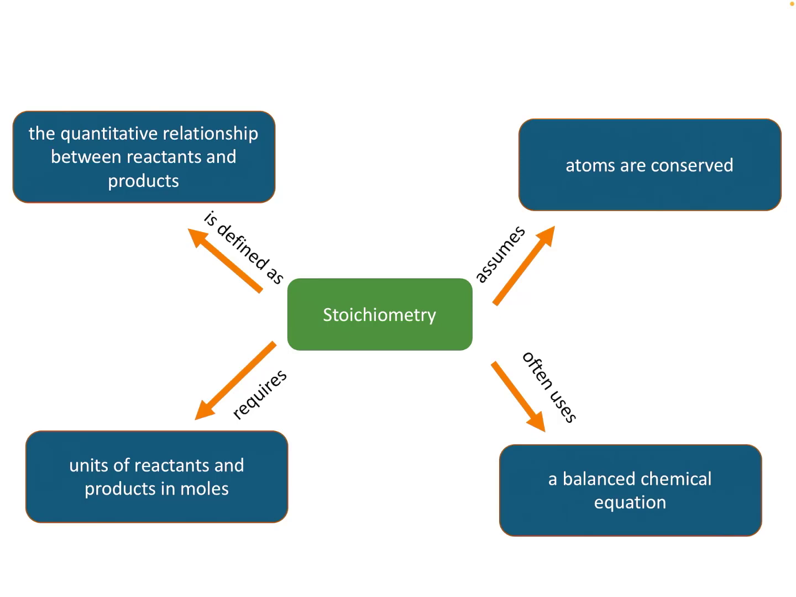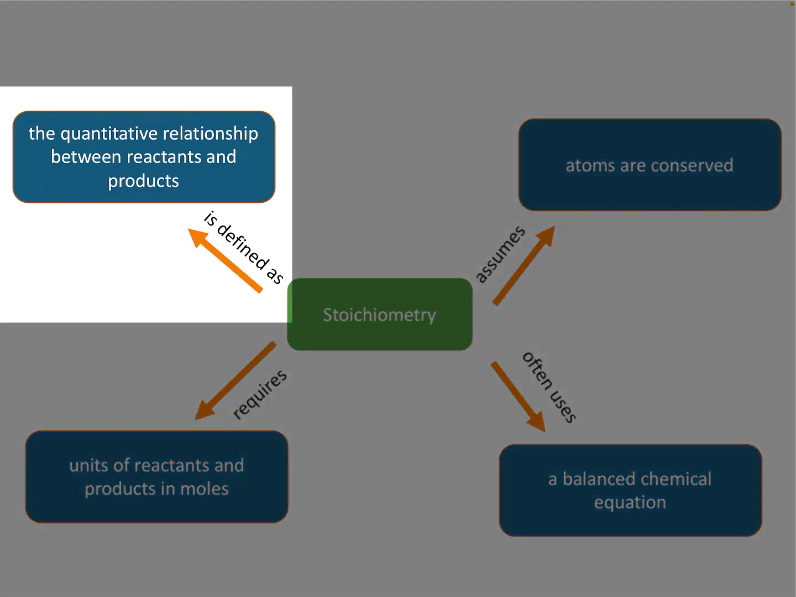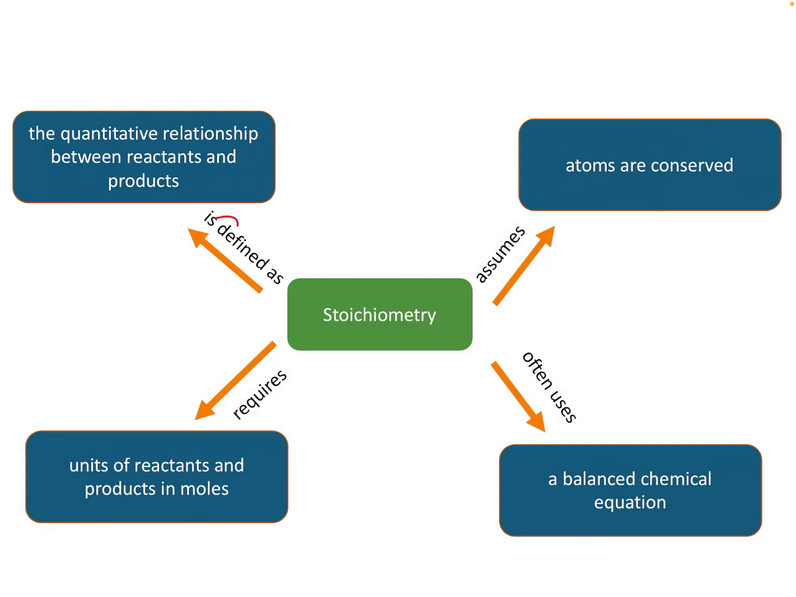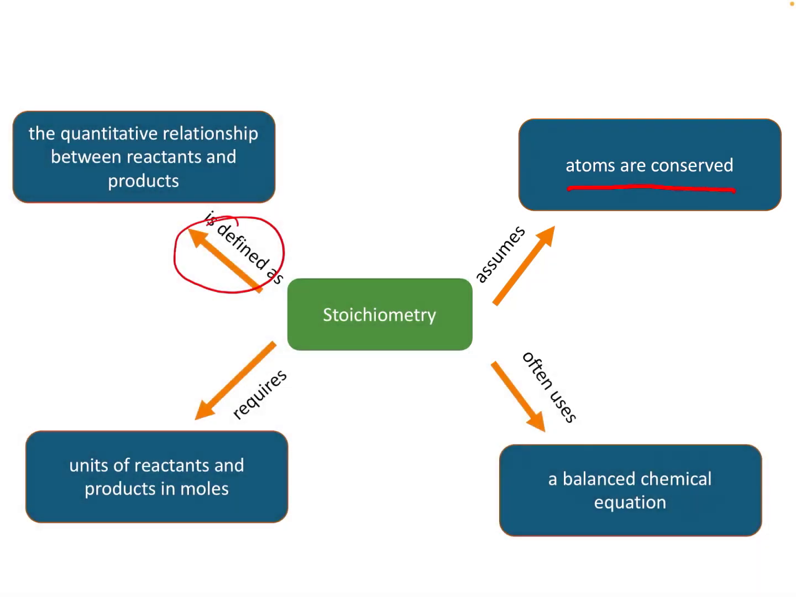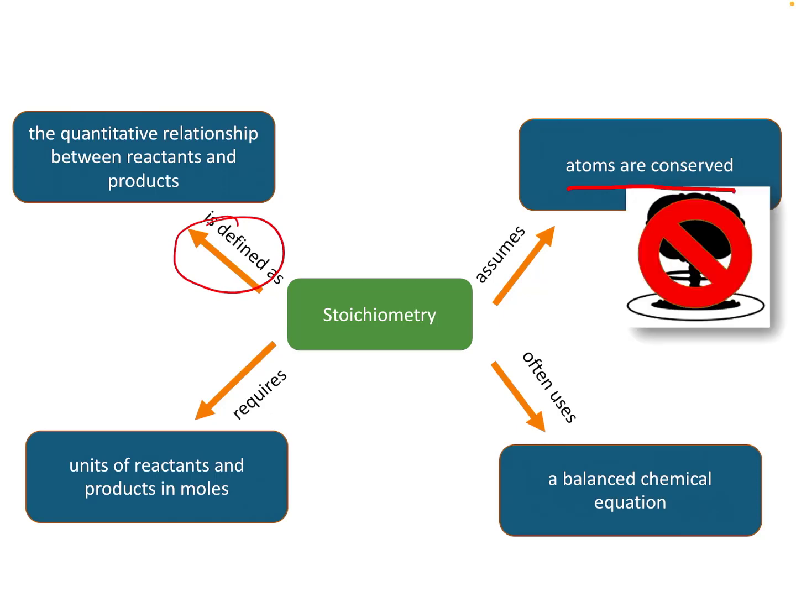Stoichiometry is defined as the quantitative relationship between reactants and products, and it assumes that atoms are conserved, so that if we start off with so many carbon atoms, we have to end with so many carbon atoms. This assumption is typically valid unless we are talking about something like nuclear explosions. So please do not do any nuclear chemistry in the lab when you are working with stoichiometry.